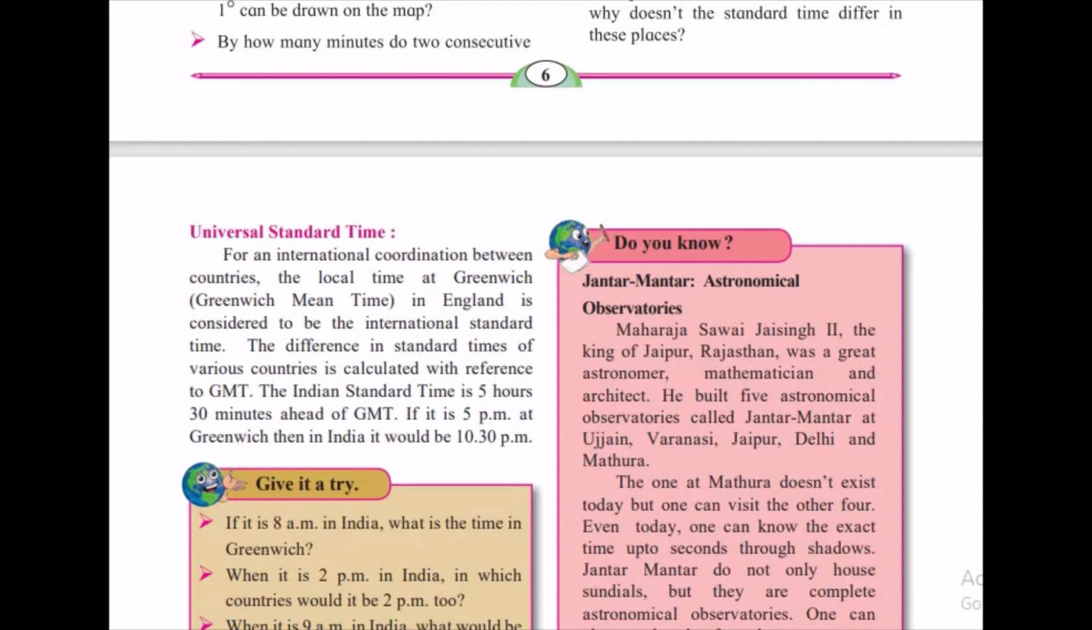If it is 5 p.m. at Greenwich Mean Time, then India would be 10:30 p.m., because the difference between GMT and IST is 5.5 hours. So in Greenwich Mean Time it is 5 p.m., but in India it is 10:30 p.m.